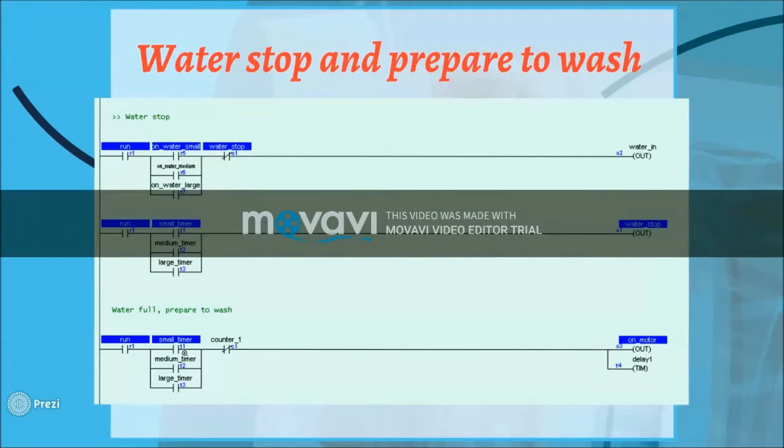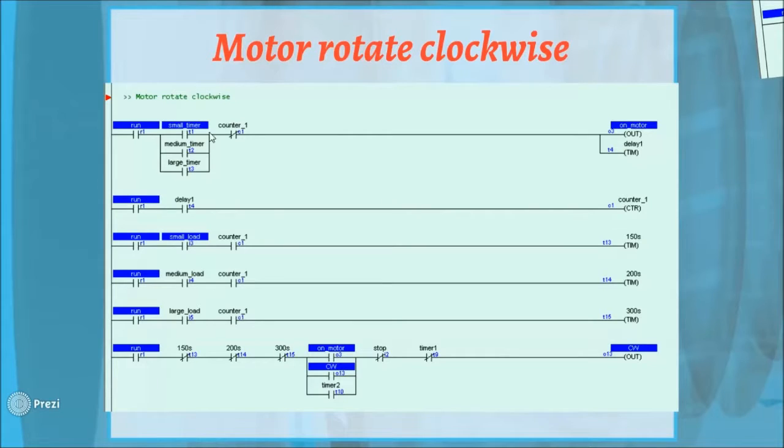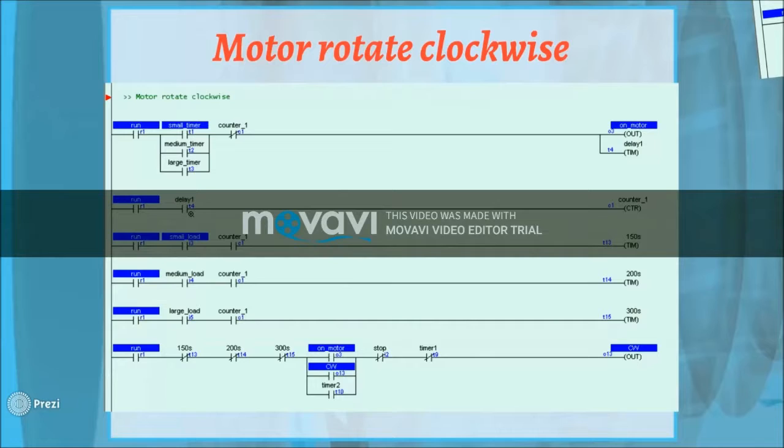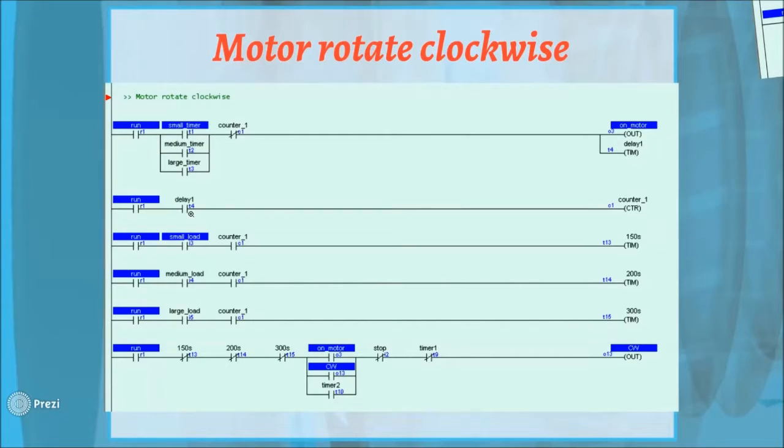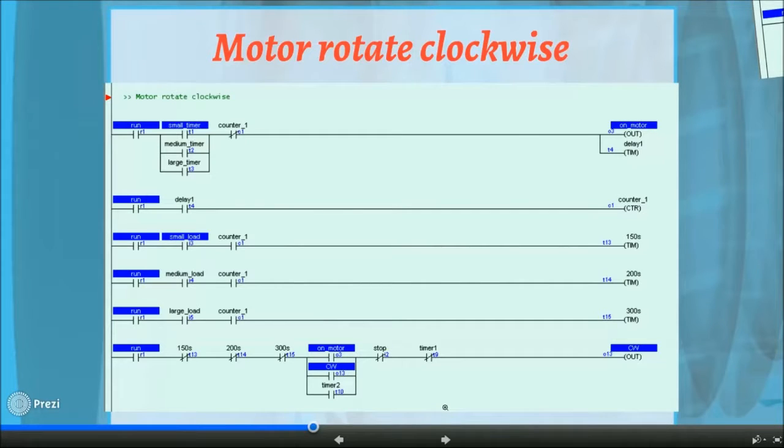Next part is the washing operation where the motor rotates in clockwise direction. Small timer that was previously activated is connected to the on motor output, which is in parallel with delay 1 timer. The activation of small timer will trigger the on motor output. Function of this on motor is to trigger the machine before it starts to rotate. Thus, on motor will be activated at the same time as the activation of water stop. Motor will be triggered for 5 seconds before it starts to rotate clockwise.